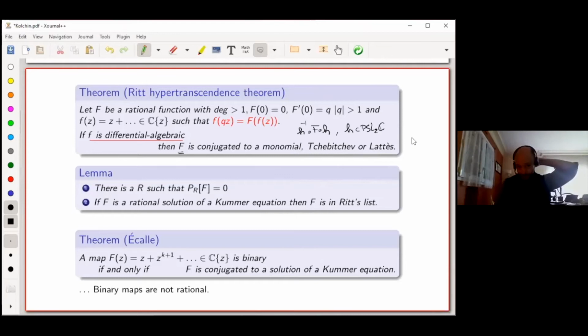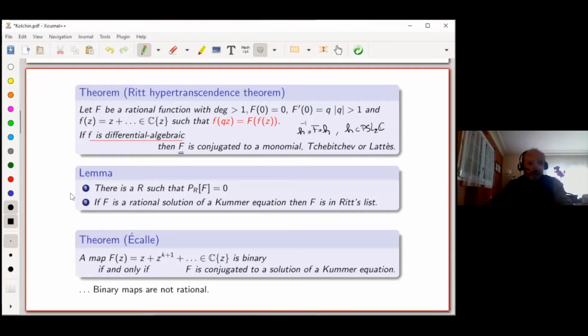And so again, if you read the proof of Reed, he did some kind of elimination theory. He starts with a differential equation, lets this Q-difference equation act on the differential equation, and then he did elimination. And at the end, he ended up with the Kummer equation. So he had the Kummer equation, and then he did more work on it. But this proof is not so easy to follow.